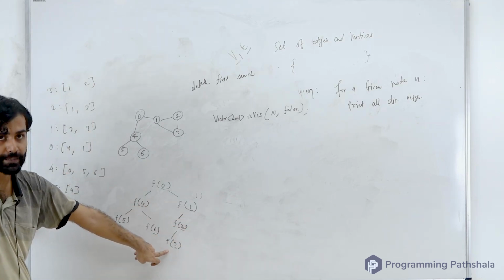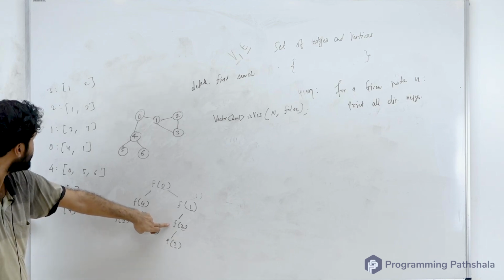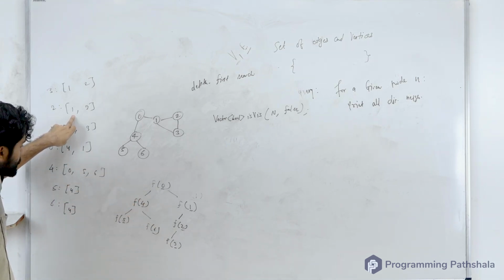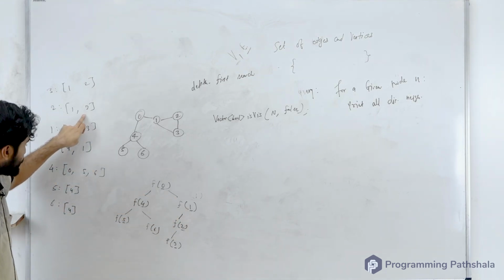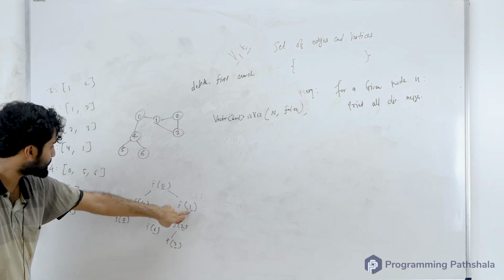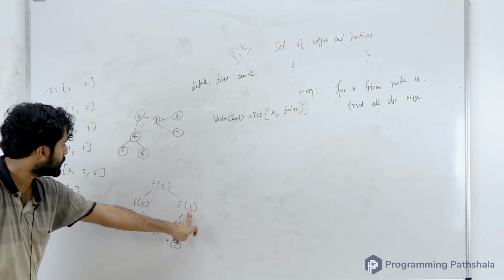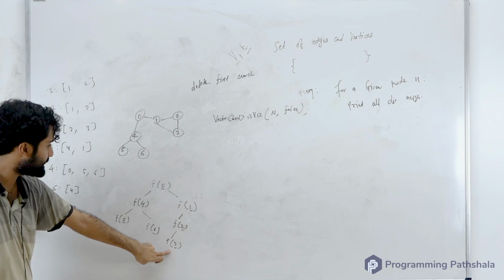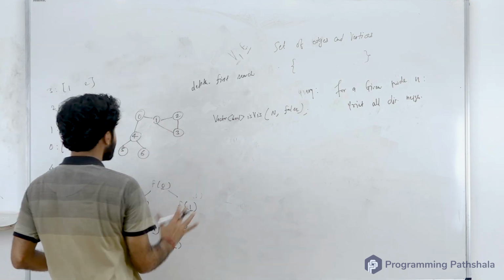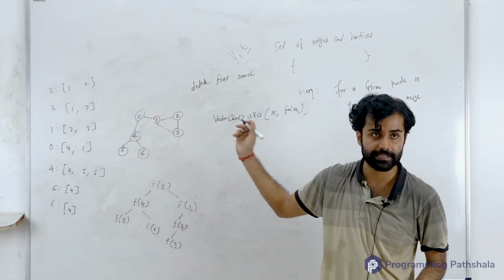So f of 3 expires, and then control comes to parent. So for f of 2, 1 was already visited, so you did not call. 3 is done, so this also expires. Now this comes here. Now for f of 1, you would not make that call for f of 3, because you would see that 3 is visited. So this is how the DFS traversal basically works.